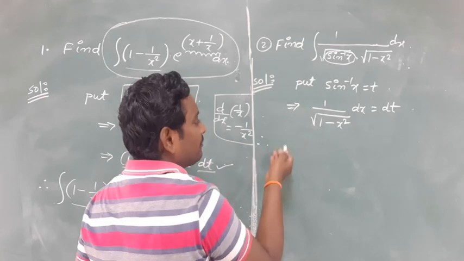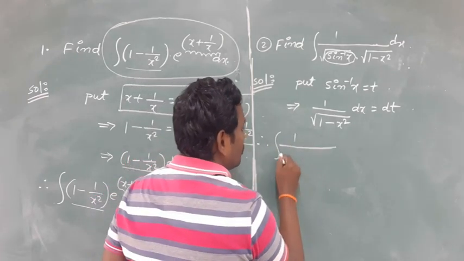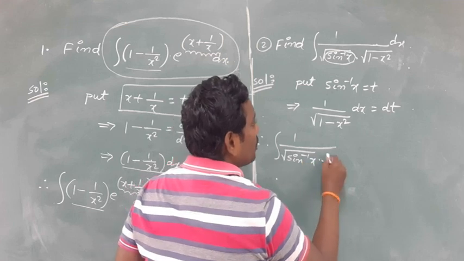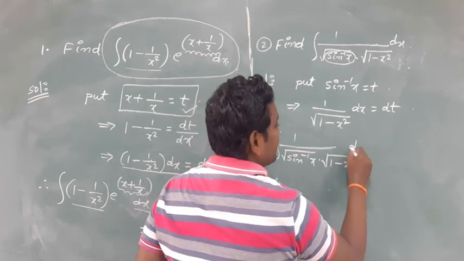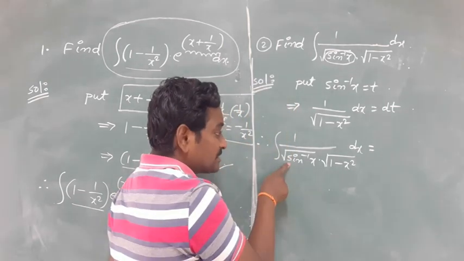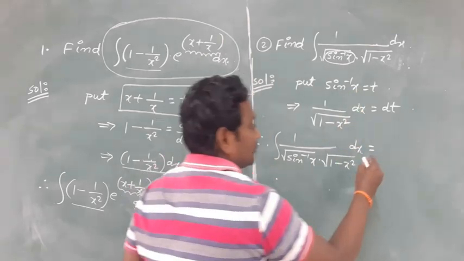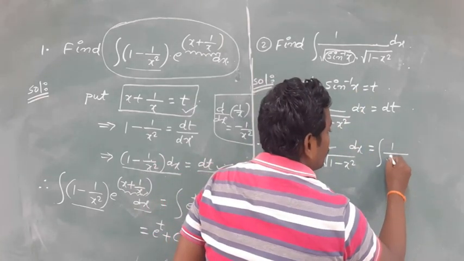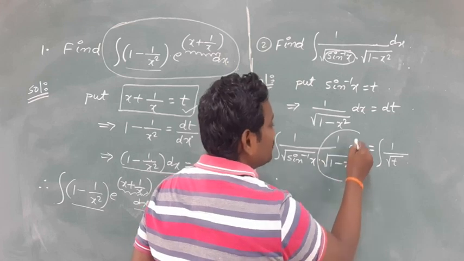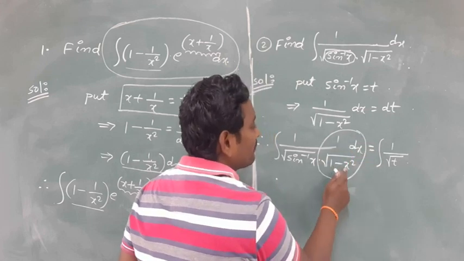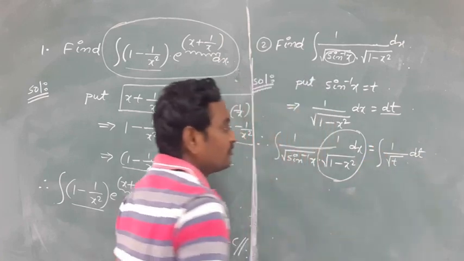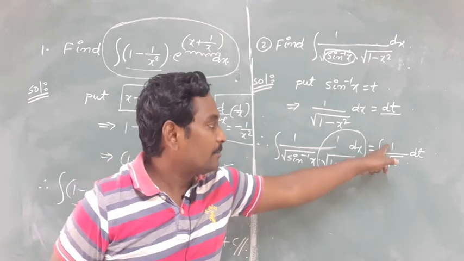With this substitution, the given problem, integral of 1 by root over sine inverse x into root over 1 minus x square dx, becomes as follows. Whenever we have sine inverse x, replace it by t. So the integration of 1 by root t, and replace 1 by root over 1 minus x square dx as dt. So it is enough to find the integration of 1 by root t dt.